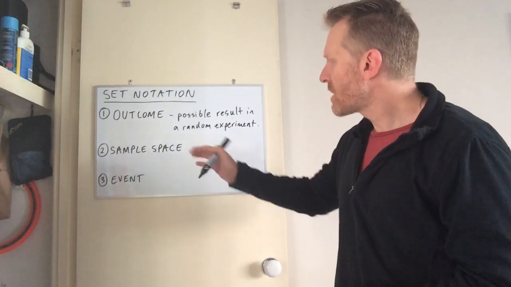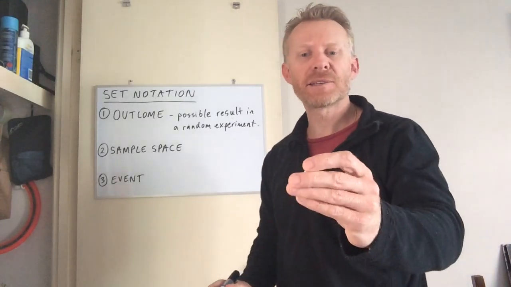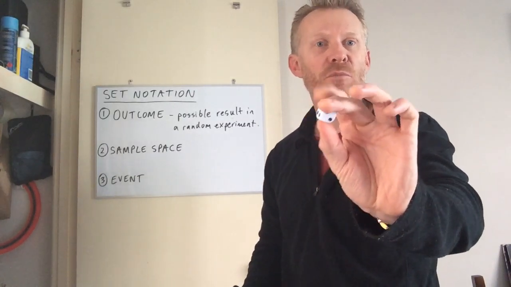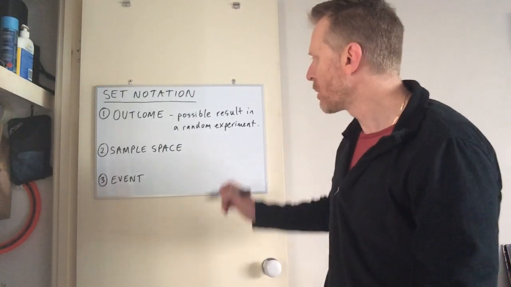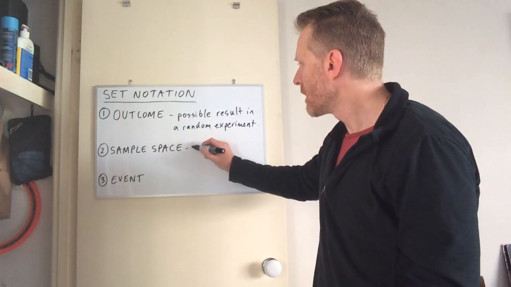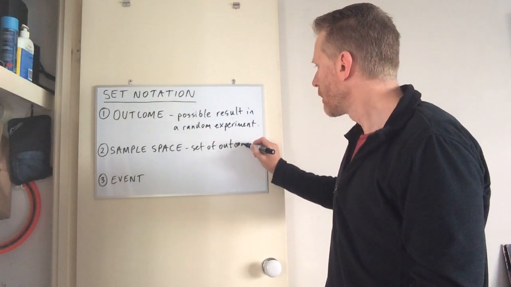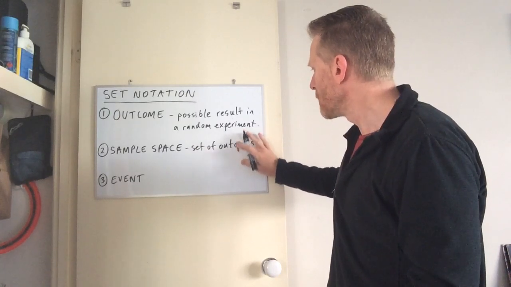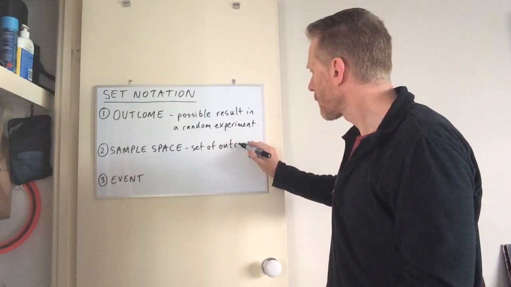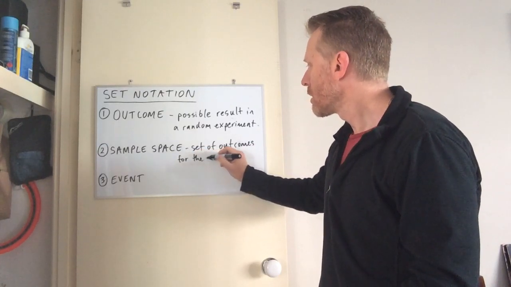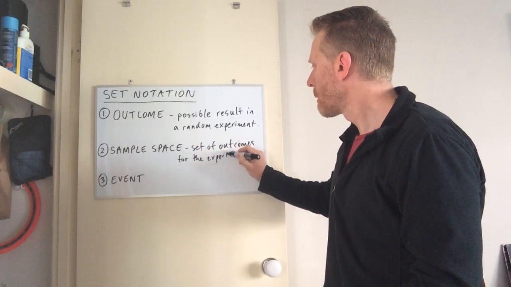vocabulary. Sample space. Well, sample space is the bunch of different results that can possibly happen, the bunch of outcomes, and putting them into a set. So it's the set of outcomes. That was very neat. For the experiment.